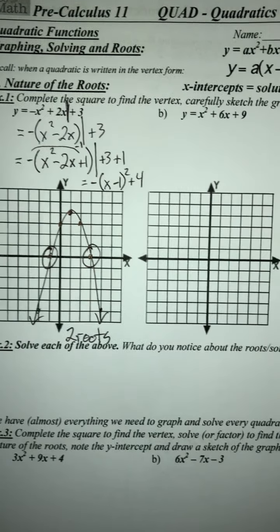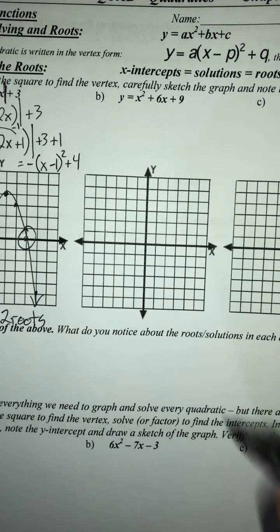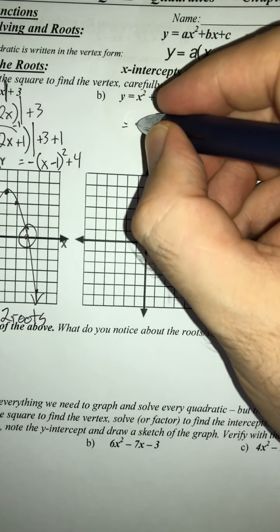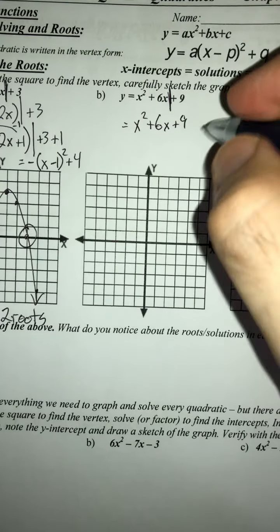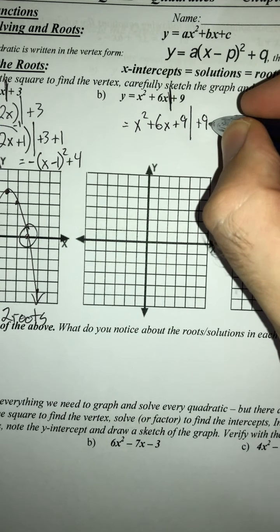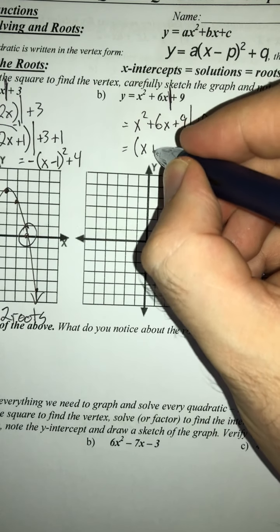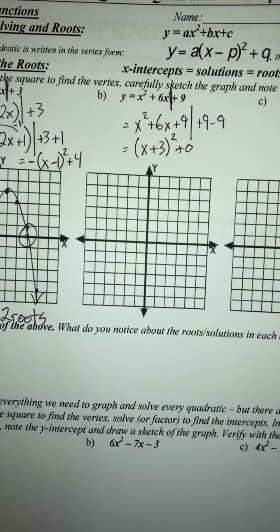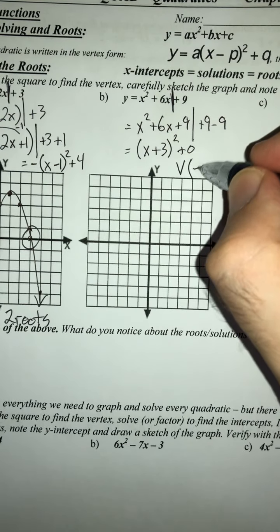Let's try the next one. So doing this one, again, we can complete the square to get the vertex. So I split it up here. This will give us x squared plus 6x plus 9. Then on the other side, I'm going to subtract 9. So this gives me x plus 3 squared. And then there's going to be a plus 0. You don't have to write the plus 0. I'm writing that for the sake of getting my vertex. So the vertex would be minus 3.